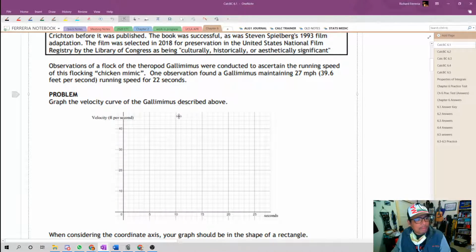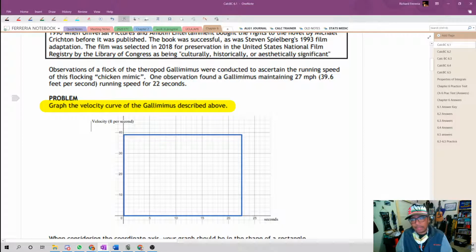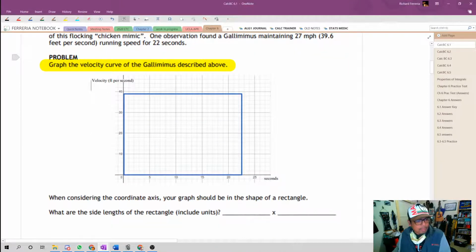Looking at the graph over here, I see that we have velocity in feet per second. So the number we're going to want to graph is 39.6, and then we're going to maintain that for 22 seconds. That gives us a curve that kind of looks like this. I'm putting the sides of this rectangle here because we're going to need them later. When considering the coordinate axis, of course, your graph should be the shape of a rectangle.